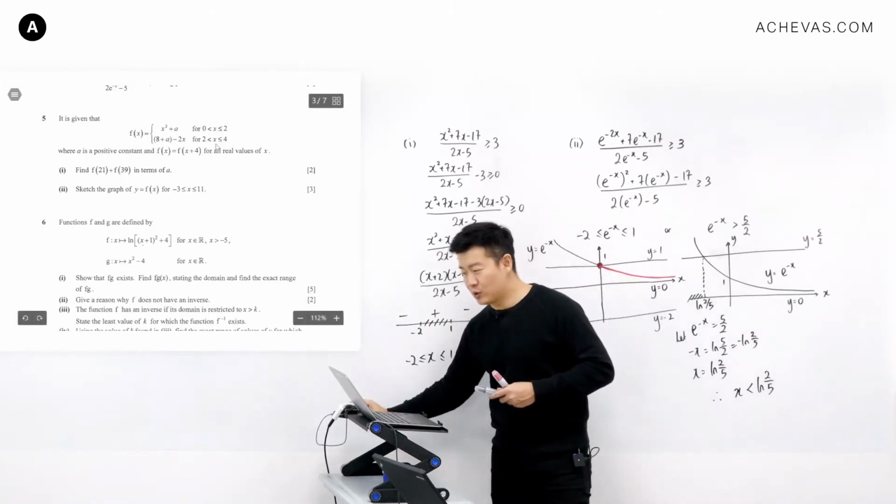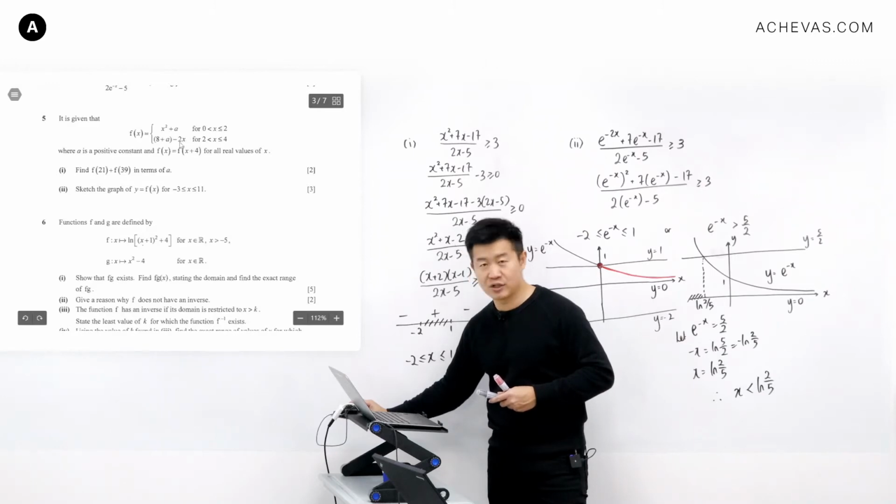Which means that if I were to work on f(3), for example, 3 is between 2 and 4, so I'm going to put in 3 into here to replace x. f(3) is this: 8 plus a minus 2 times 3.